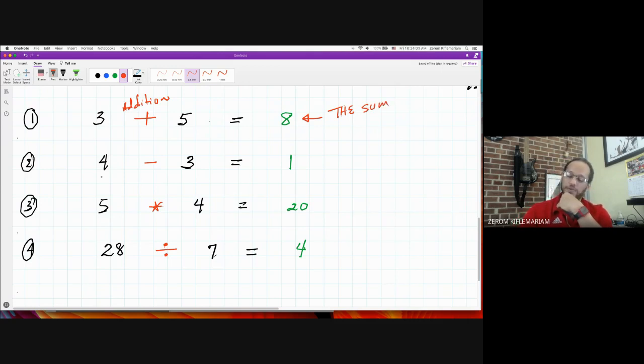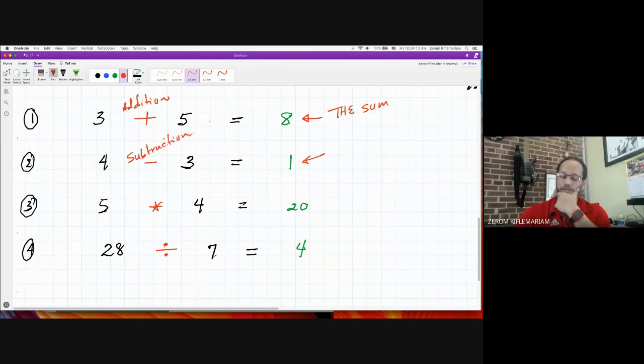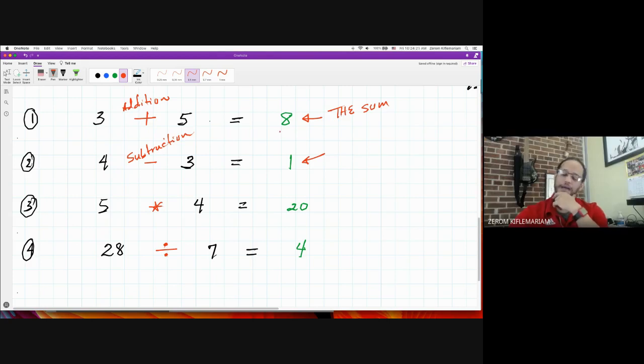Second one, what is the process called? Subtraction. And the answer is called, if I subtract two numbers, what do I get? The sum? The sum is what I get when I'm adding. If I subtract, say it again. The product? The product is right here. The difference. Bingo. So when we subtract two values or more, we get the difference.